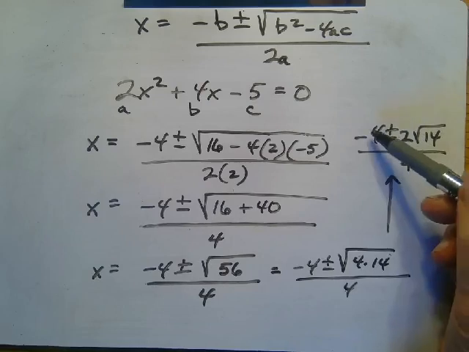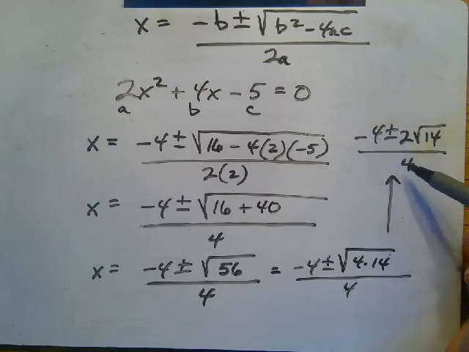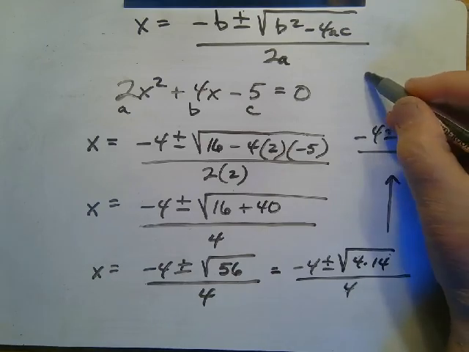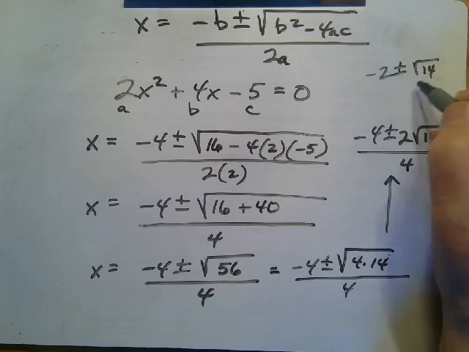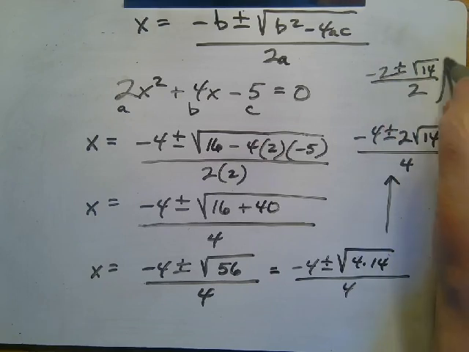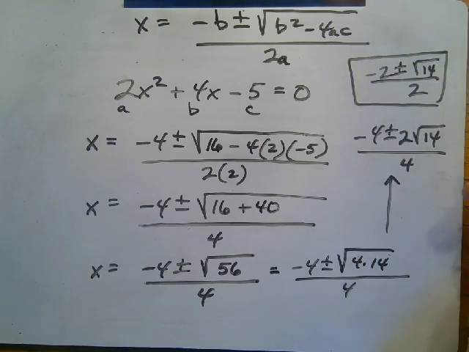So this is our answer, except we actually can reduce each of these terms by 4 here, or by 2. So negative 2 plus or minus 1 root 14 all over 2. And there's our final answer. This number is what you call an irrational solution. And there's two answers here. We could actually use the calculator to calculate both of these. Let's go ahead and do that.